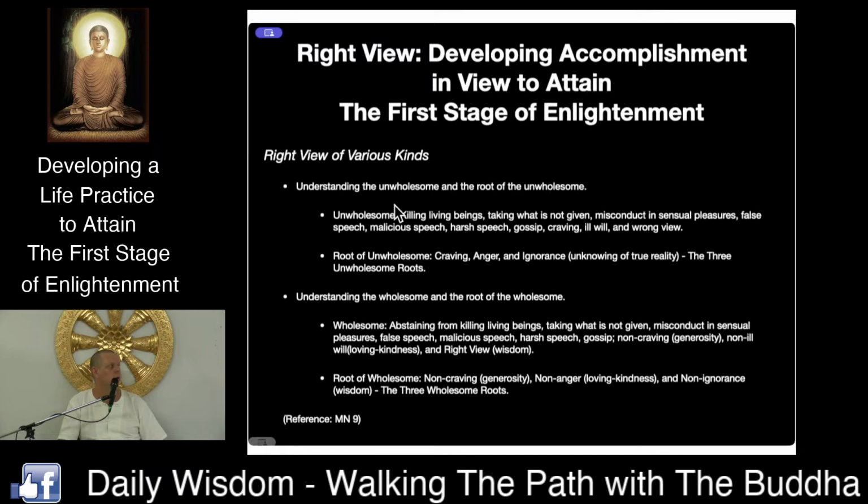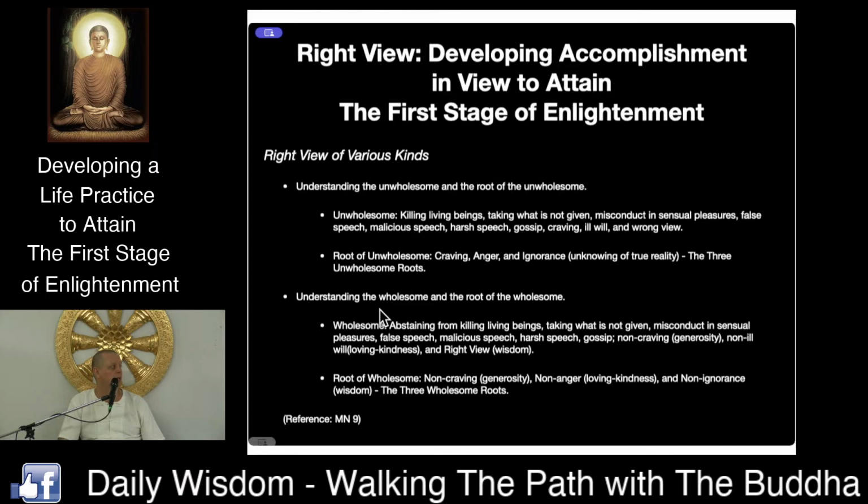These are all unwholesome things. Then there's the root of unwholesome, which is craving, anger, and ignorance, the unknowing of true reality. These are the 3 unwholesome roots. You learned this when I talked about the natural law of karma, of what leads to unwholesome results in your life. It's the decisions that you make through craving, through anger, and through ignorance. Whenever you make decisions through craving, anger, and ignorance, it's always going to lead to unwholesome results. So these are the unwholesome. And then what's motivating all of these things is the craving, anger, and ignorance. So you would understand this.